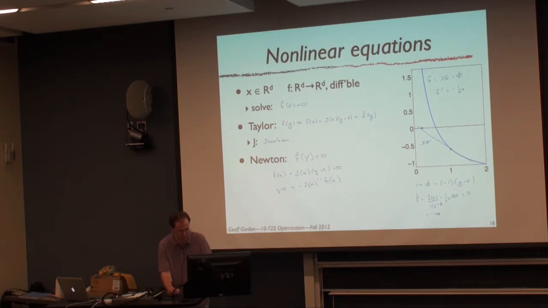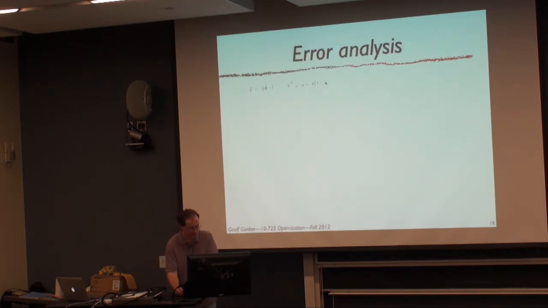1 minus x phi minus 1 over x dx is equal to 0. Or if we multiply through by x squared, we can get x minus x squared phi is equal to dx. So dx is x minus x squared phi, which is x times 1 minus x phi. So now x times 1 minus x phi is our step, and we add that to x to get x plus.